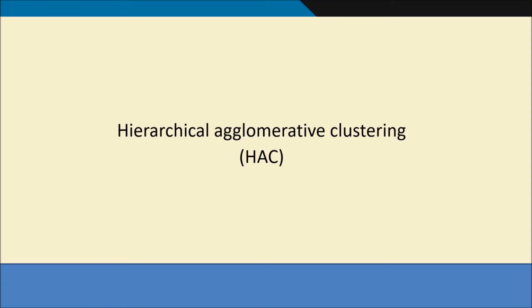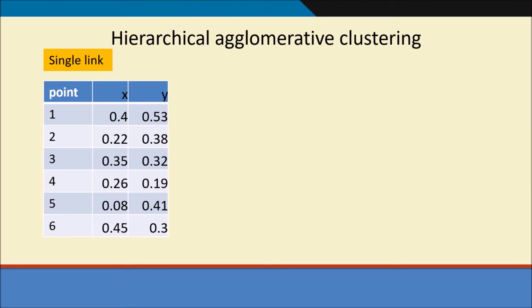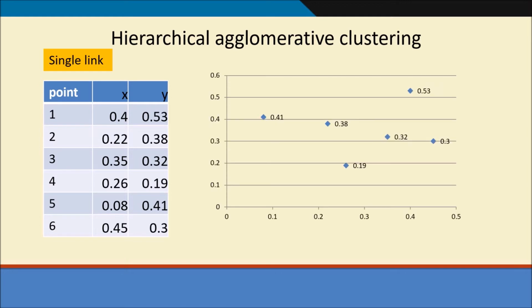Let's look at hierarchical agglomerative clustering, commonly known as HAC. So we are now looking at single linkage. We are having 6 points. So we just plot the points on a graph like this.